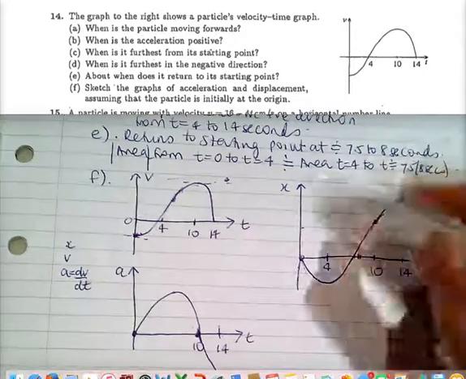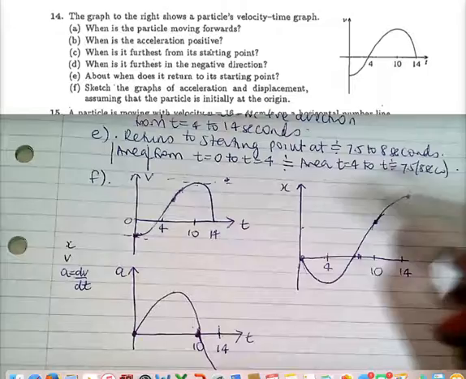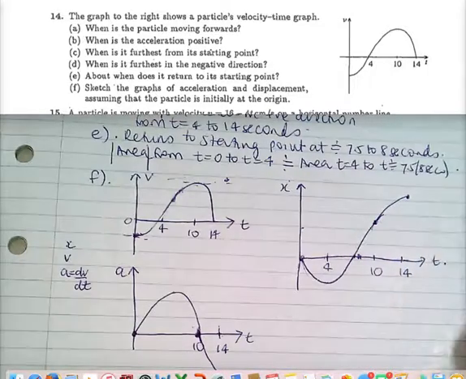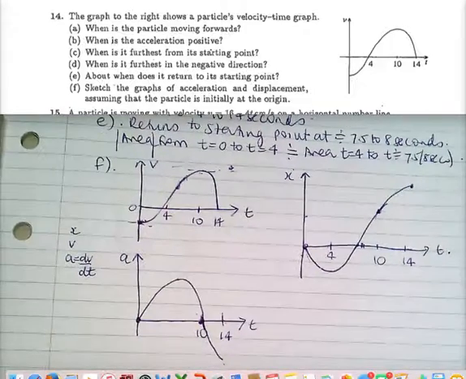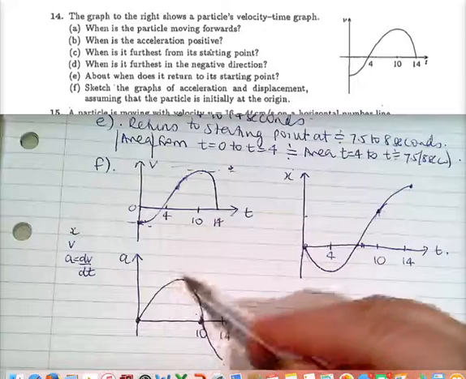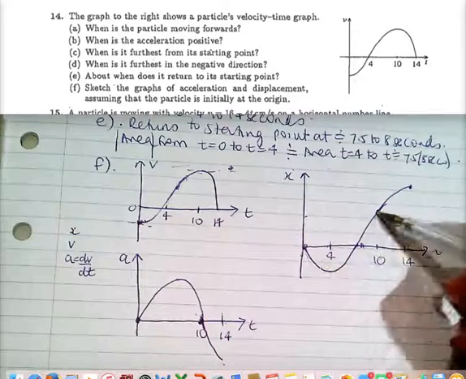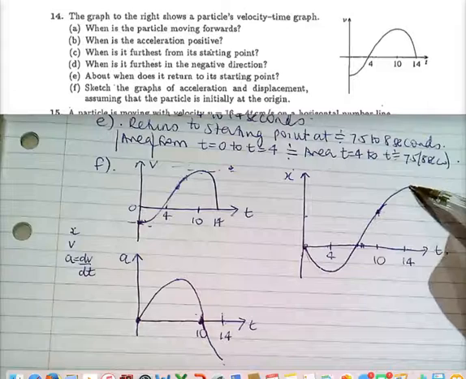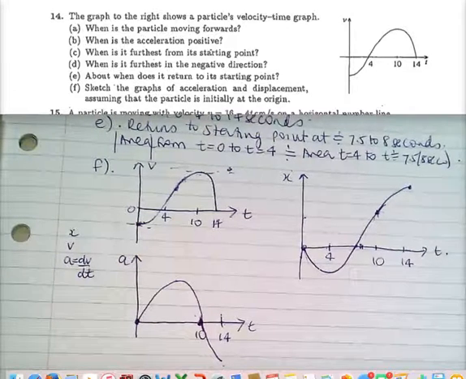So that's your sketch of displacement versus time, okay? That's really, really important, all right? You really need to look at your acceleration to get the shape of your original curve correct as well. Okay, acceleration positive up to 10 seconds, concave up. Acceleration negative from 10 to 14 seconds, concave down from 10 to 14 seconds as well. Okay.